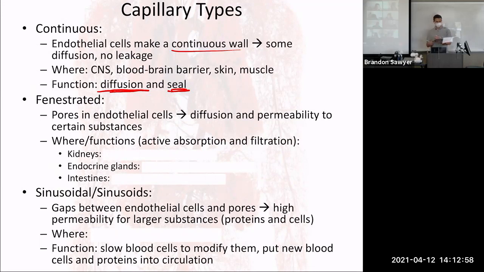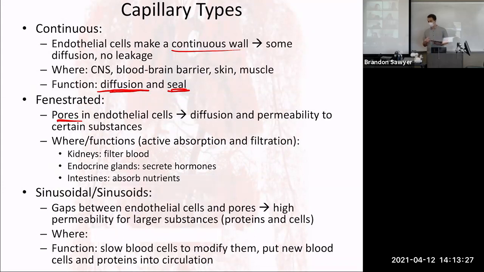Okay, the fenestrated ones actually have holes in the cells themselves, little pores. Okay, and this allows for a little bit more leakage, a little bit more diffusion, more permeability. Okay, we have these in places where we do a lot of filtration and absorption. Okay, so those would be the kidneys, that filters our blood, the endocrine glands, that's how a lot of times we can get hormones out of endocrine glands is to leak them out through these fenestrated capillaries. And then intestines, helps us absorb nutrients. Okay, so places where things are having to either enter the blood or leave the blood commonly, like the kidneys, the endocrine glands, and the intestines, is where we're going to find these.